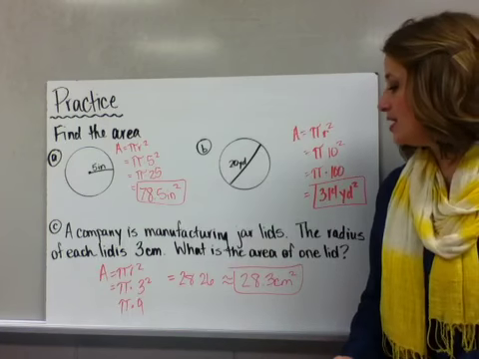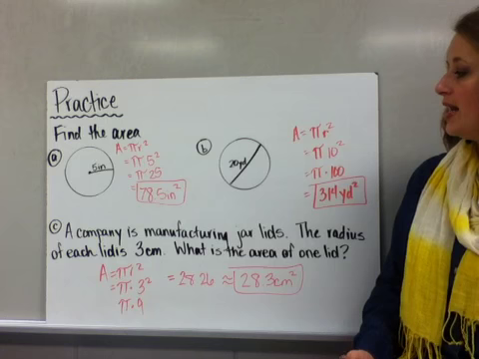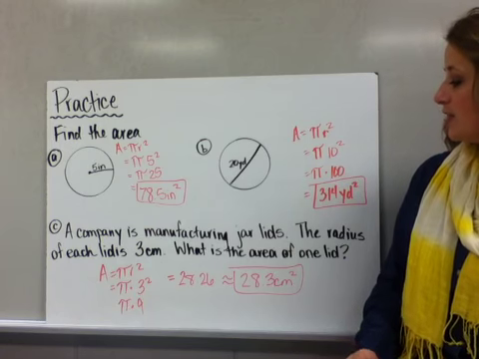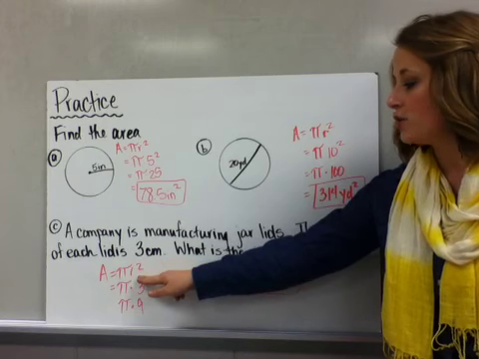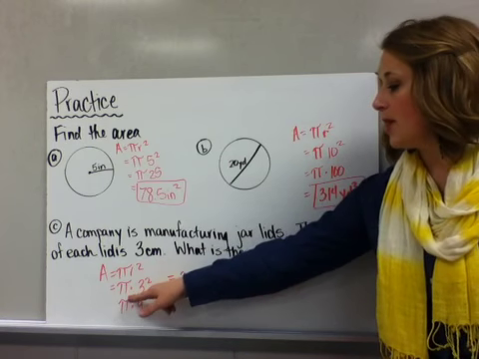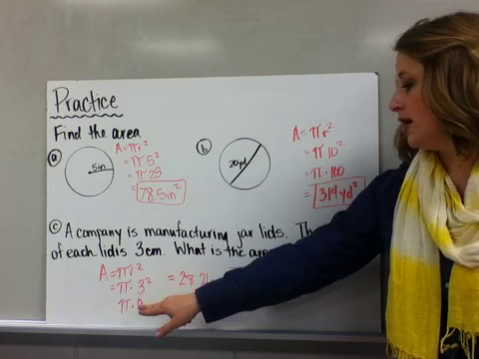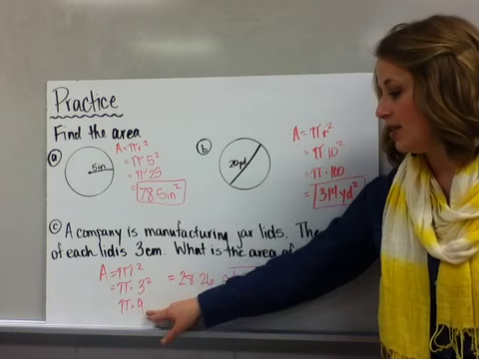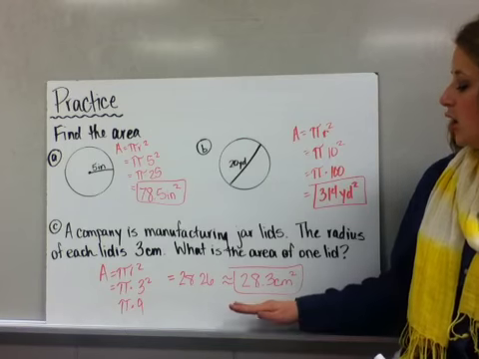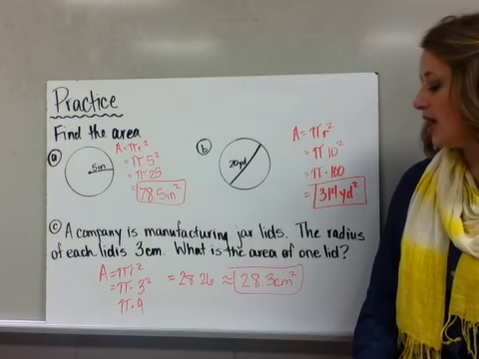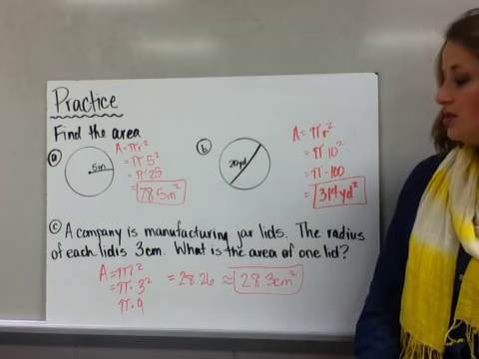Part C. A company is manufacturing jar lids. The radius of each lid is 3 centimeters. What is the area of one lid? Area equals pi r squared, so it's going to be equal to pi times 3 squared, which is pi times 9 because 3 squared is 9. That equals 28.26. Rounded to the nearest tenth is 28.3 centimeters squared.